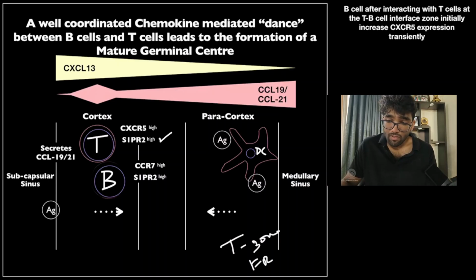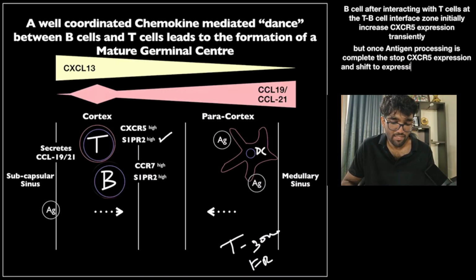Now, a final point here is that after this T cell B cell interaction within the TB junction, initially there is a transient increase in CXCR5 expression by B cells, but once antigen processing is complete, they shift towards CCR7 and sphingosine 1 phosphate receptor 2 positivity. Those are the final details and they can cause confusion, so you can ignore this for now. Try to understand what I just said previously.